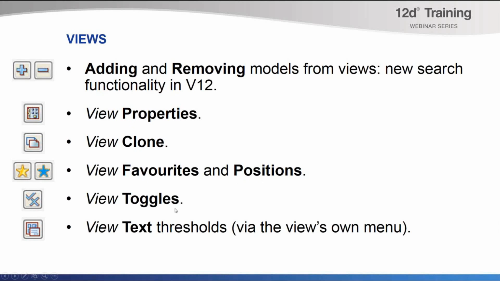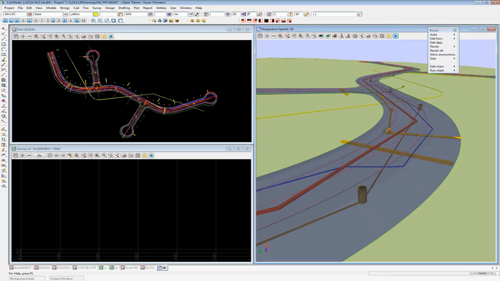relatively new options. I think these are new in version 12, the favorites and positions. A few things have changed, not necessarily in version 12, but I think version 11, the look and feel of the toggles changed a little bit, and so I'll talk about that as well. And last one, this one is something that I very rarely see anyone modify, but it's something that I always do. So I like to mention this, text thresholds, being able to control when your text displays and when it doesn't, depending on your zoom level. So we'll go through all of those things now.